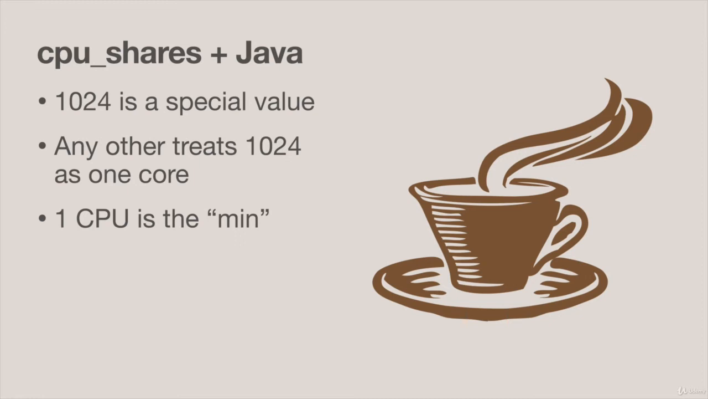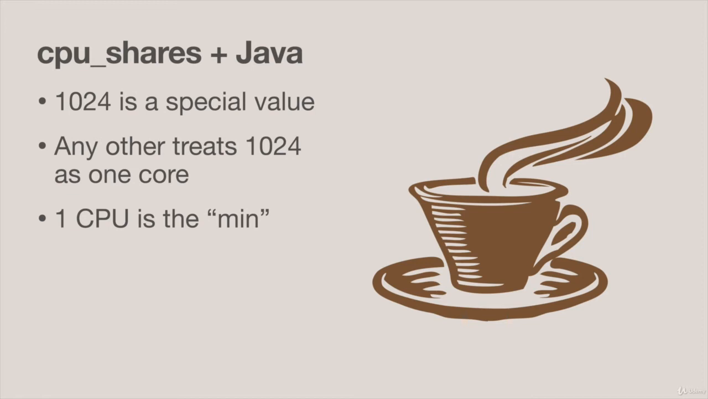So if you give a container 1024, then Java will treat that as one core. But if you give it, say, double that, so 2048, it will treat it as two cores. So all of my thread pools would be sized based on two CPUs. This is an interesting decision because if nothing else is running on the machine and we have 128 cores, our Java applications will size its CPU and its threading based on the CPU share value with this formula. The fact that 1024 is treated as a core.